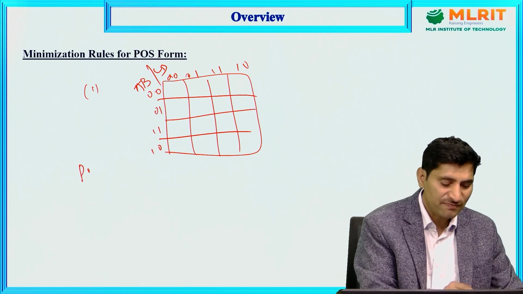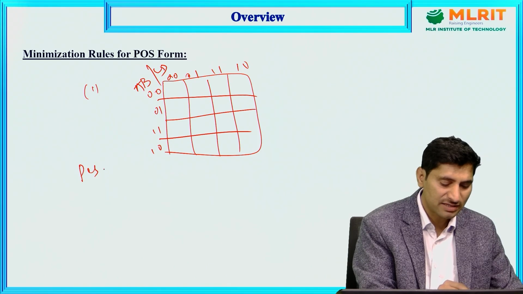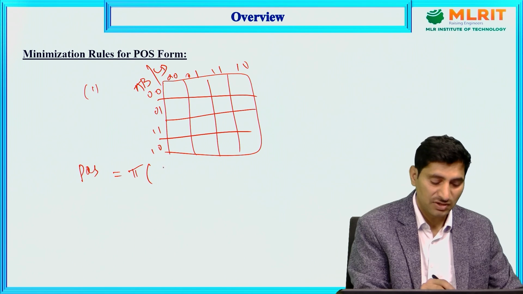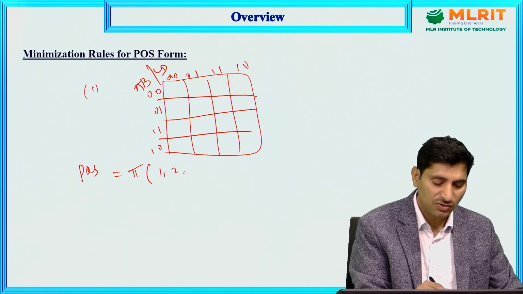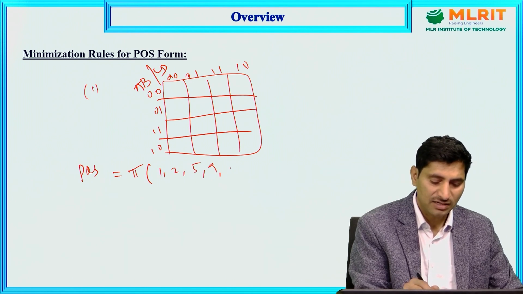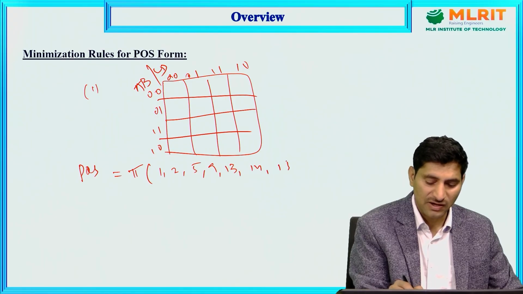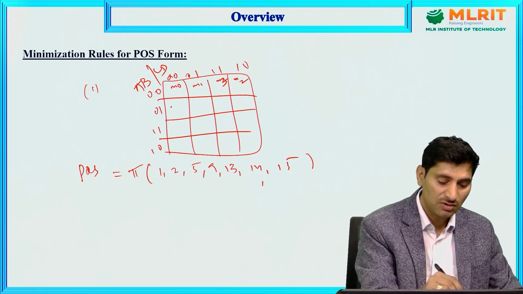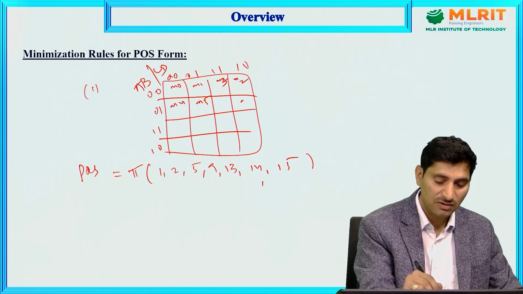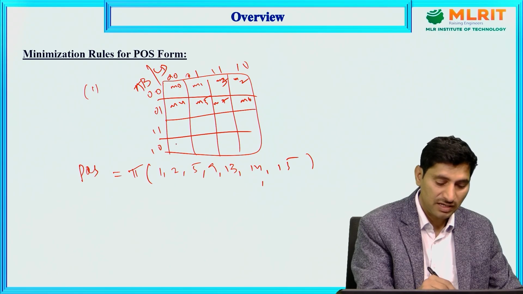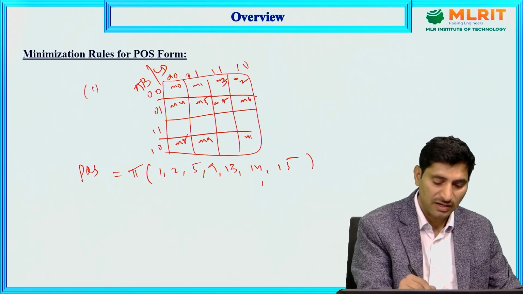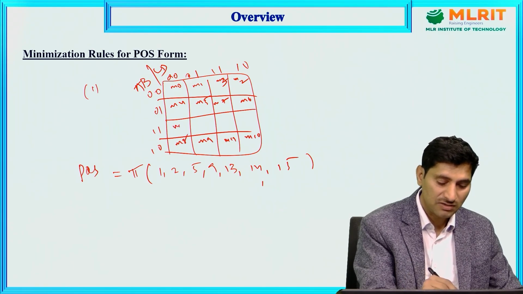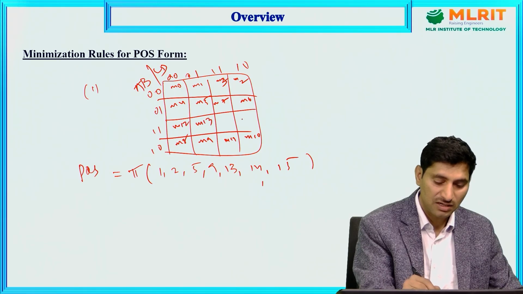Let us take a POS function or form. They are given like this. So pi means product terms. So pi of 1, 2, 5, 9, 13, 14, 15 they are given. And this is what? M0, M1, M3, M2, M4, M5, M6, M7. Next to M8, M9, M10, M11. Next to M12, M13, M14, M15 they have given like this.